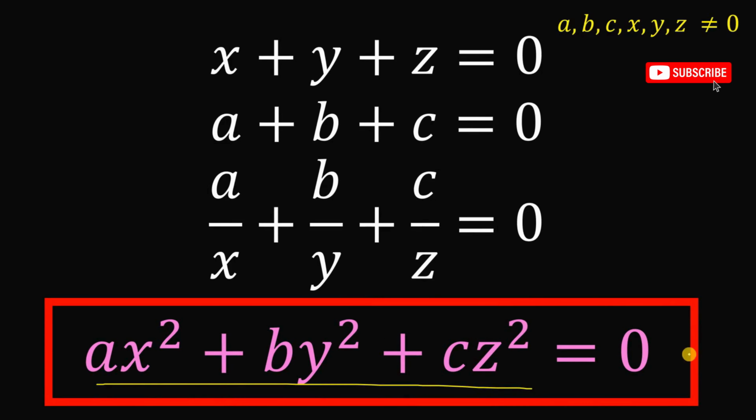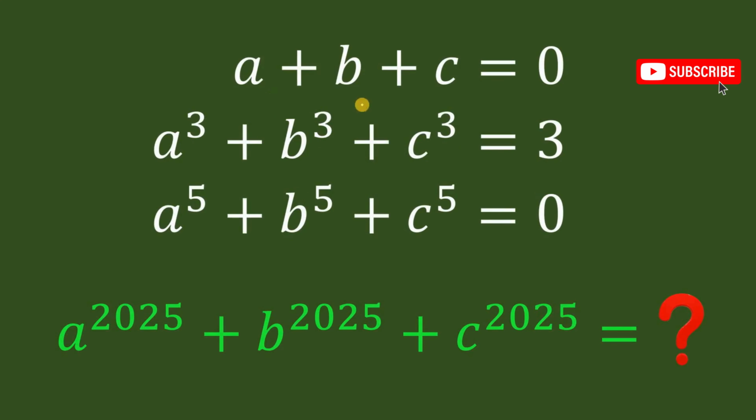And before we end this video, let's have some extra challenge. So given a plus b plus c equals 0, a cubed plus b cubed plus c cubed equals 3, a raised to the fifth power plus b raised to the fifth power plus c raised to the fifth power equals 0, then what is the numerical value of this expression a raised to the power of 2025 plus b raised to the power of 2025 plus c raised to the power of 2025?